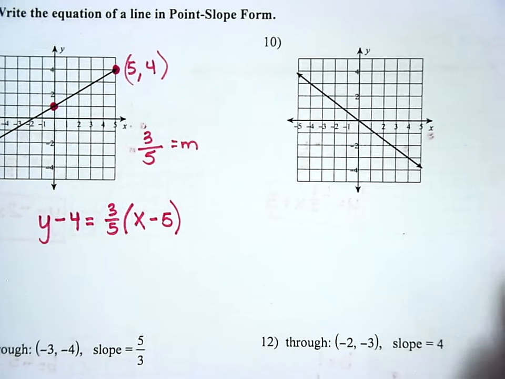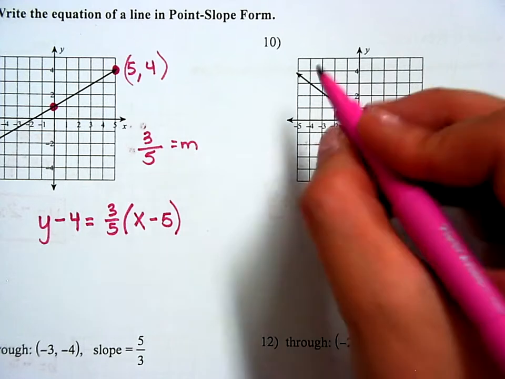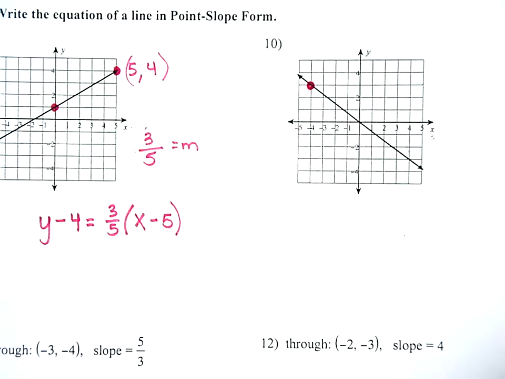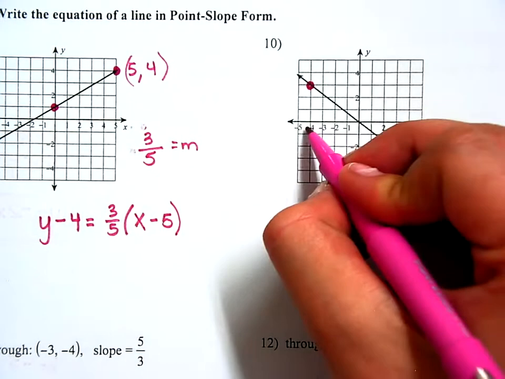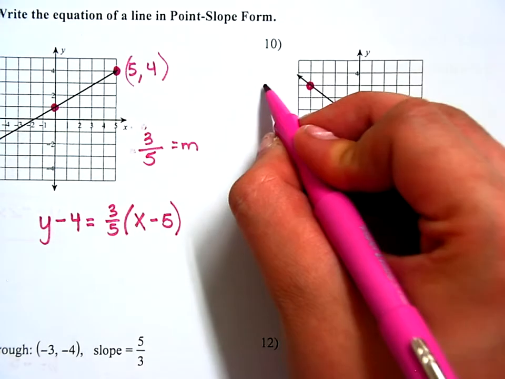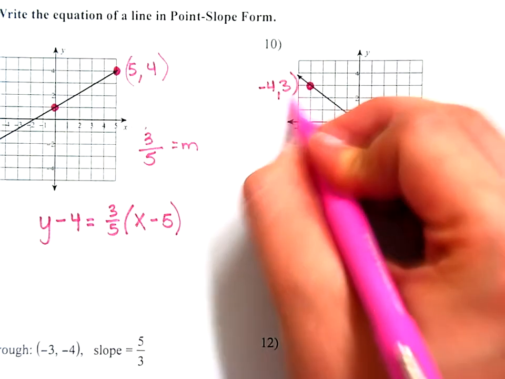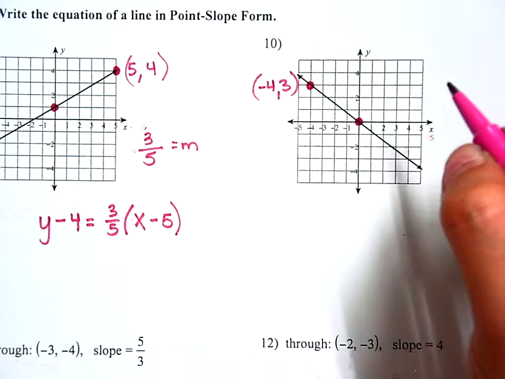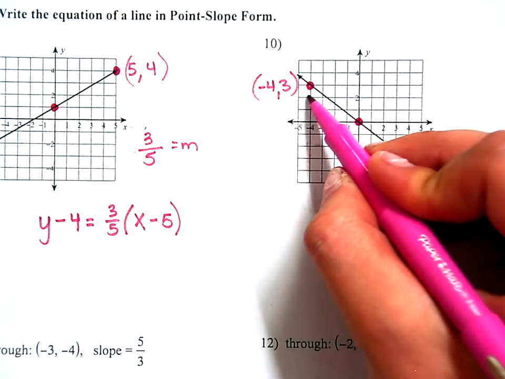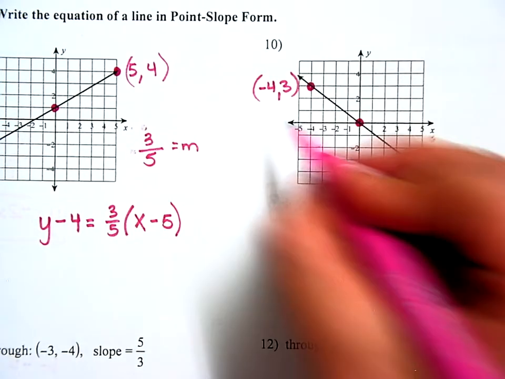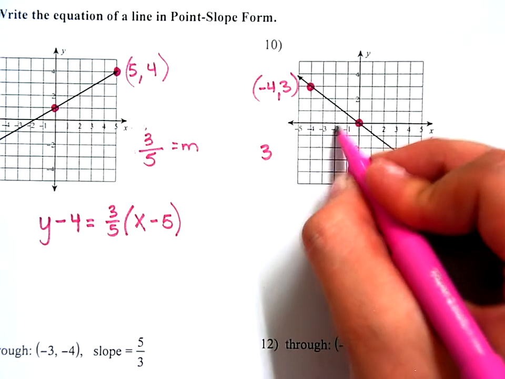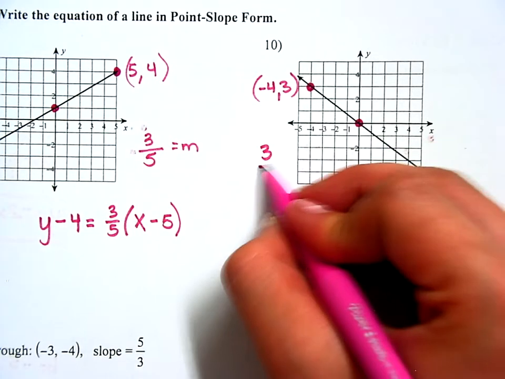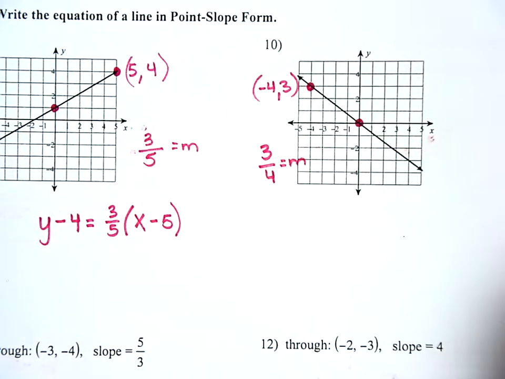All right, on this graph, again, let's find a point. I can see one right here, and this is the point -4, 3. So I'm going to write that over here, -4, 3. And then let's find our slope. So I found another point right here, and I'm going to count rise over run. 1, 2, 3. 1, 2, 3, 4. So our slope here is 3/4.